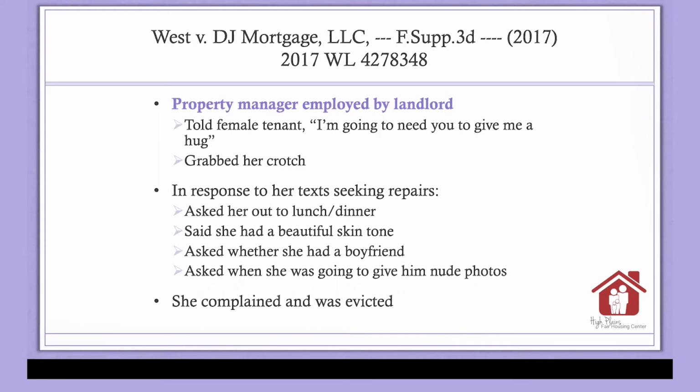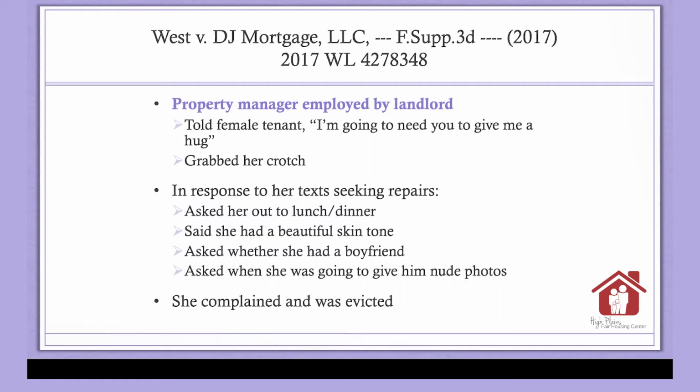This involved a property manager who was employed by a landlord. So the property manager interacted with a tenant, took her application, rented the unit to her, and then engaged in a course of conduct that included things like asking for a hug, grabbing her, and then in response to her text seeking repairs of the apartment unit, would do things like ask her out to lunch or dinner, compliment her beautiful skin tone, repeatedly asking whether she had a boyfriend, and asking when she was going to give him nude photos. When the tenant complained, she was evicted.